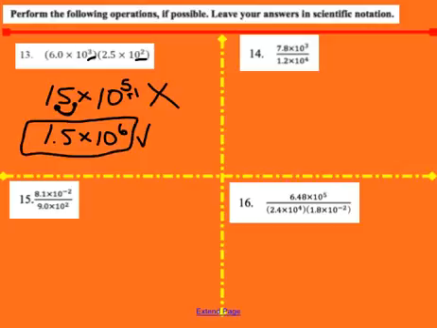All right, so that's a point on your quiz. You have to recognize, hey, that coefficient was 15 out front. We have to change that to a 1.5. Otherwise, you're going to get that wrong.